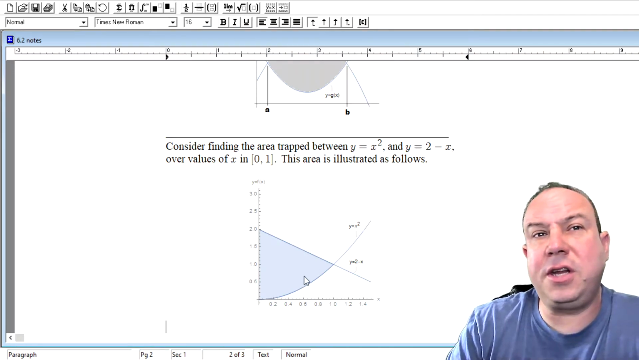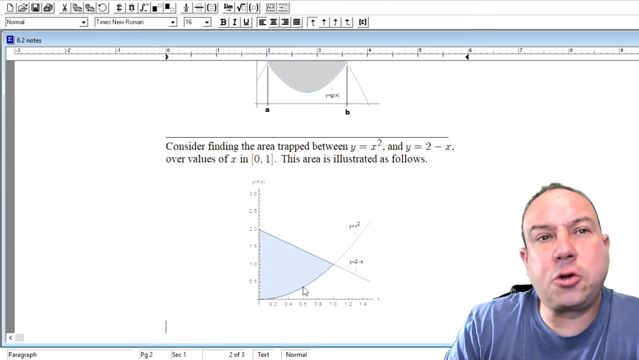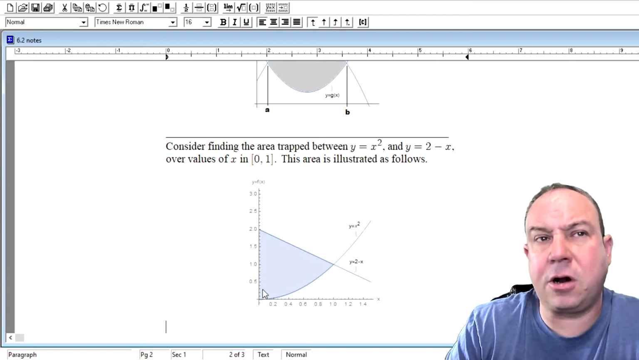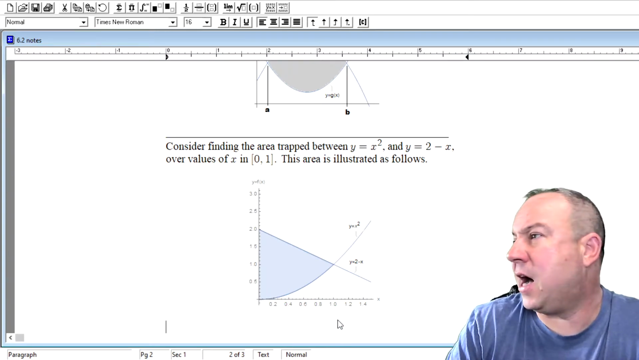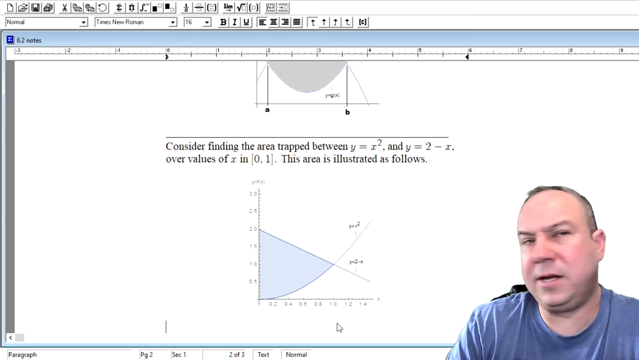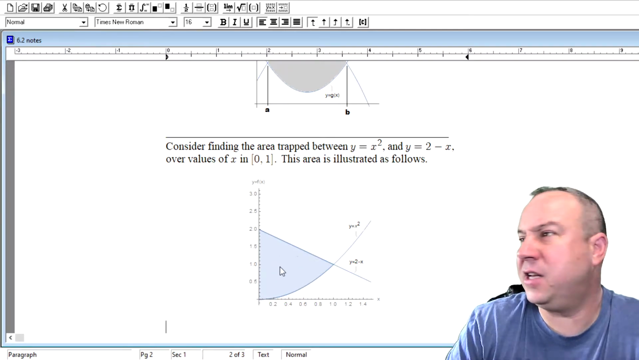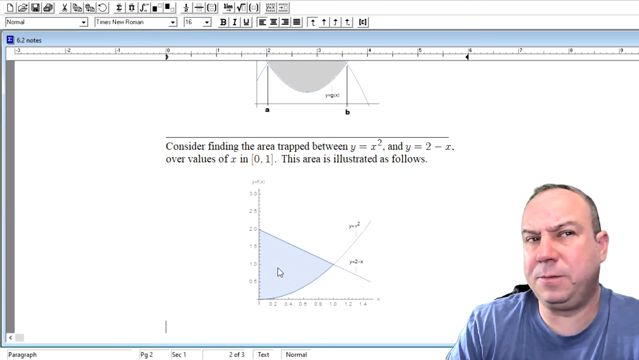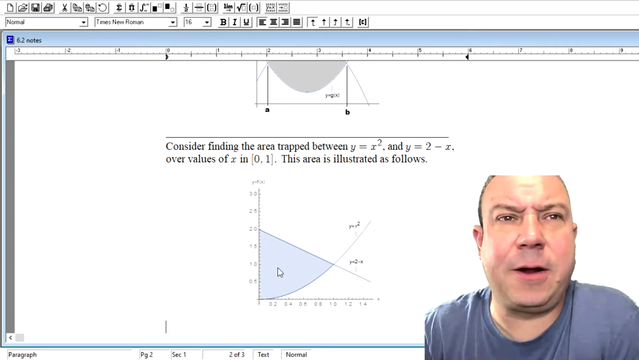And we are interested in the area of space, the physical area of space, trapped between these two curves over values of x along this x-axis, starting at 0 and continuing on down here to the value at 1. It's this region of space we have shaded in this illustration. There's a physical amount of space there, right?